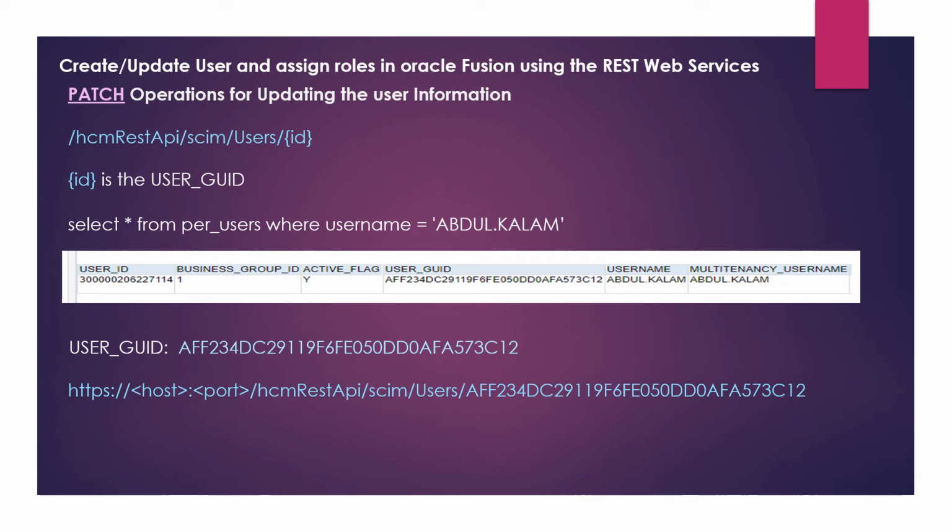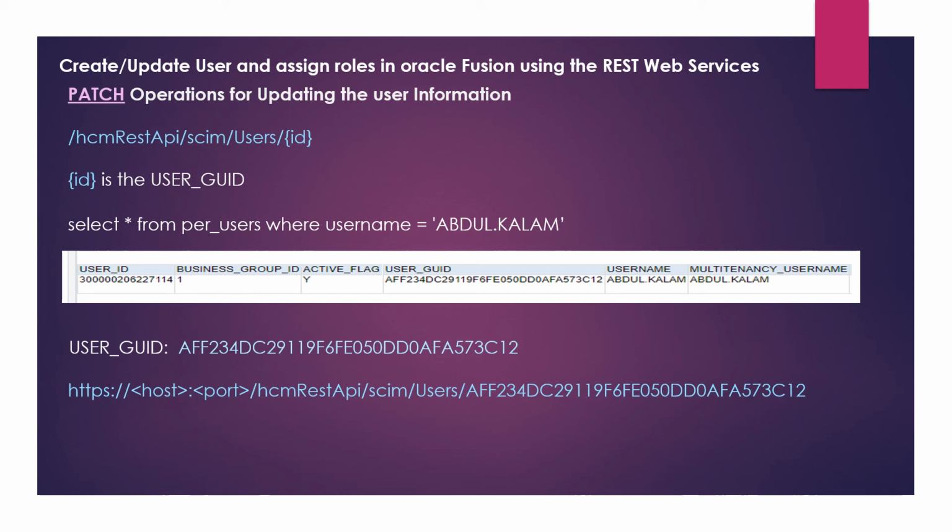We have the REST API, which is HCM REST API /hcmRestApi /users /ID. So ID is nothing but the user GUID that we are going to pass as input to this REST web service, and you can get this user GUID from the PER_USERS table. So you can use a select statement, select star from PER_USERS where username is equal to Abdul Kalam. From there you can see there is a column called USER_GUID. You can get this user GUID.